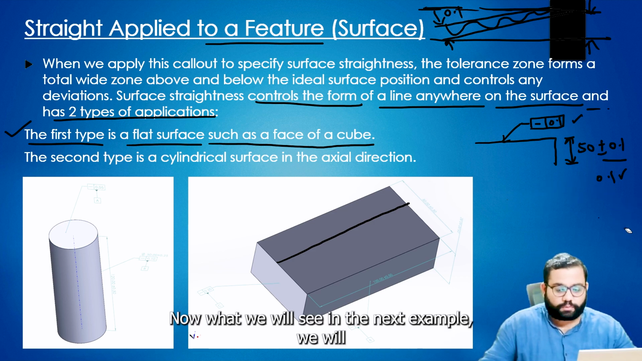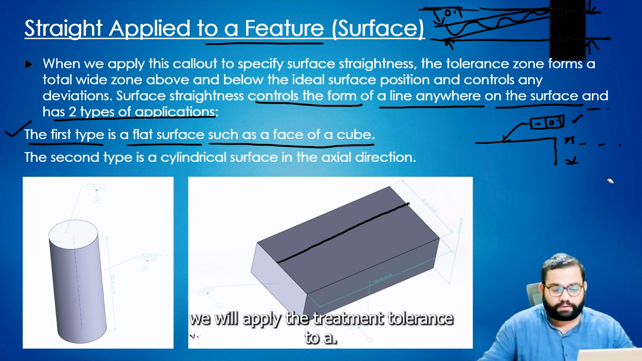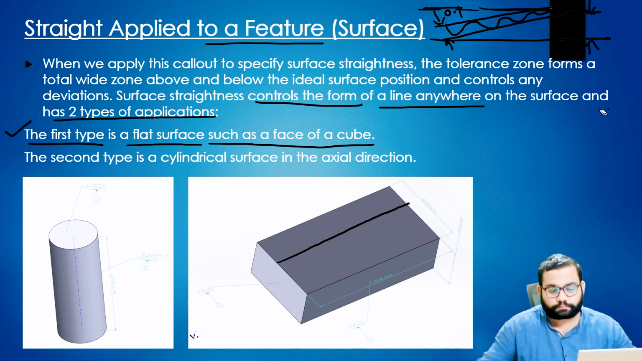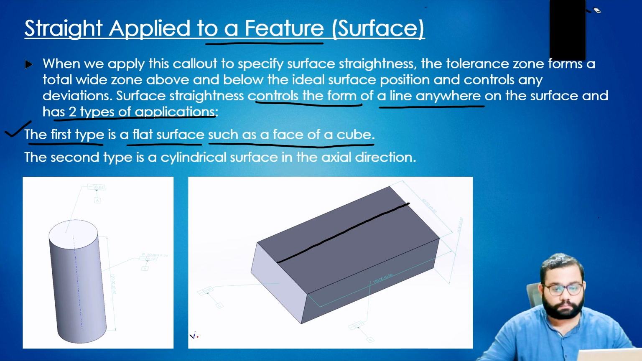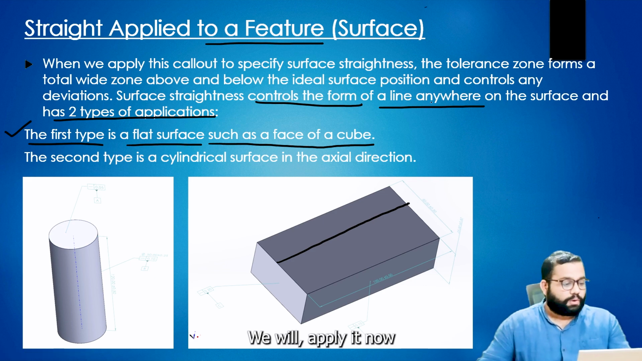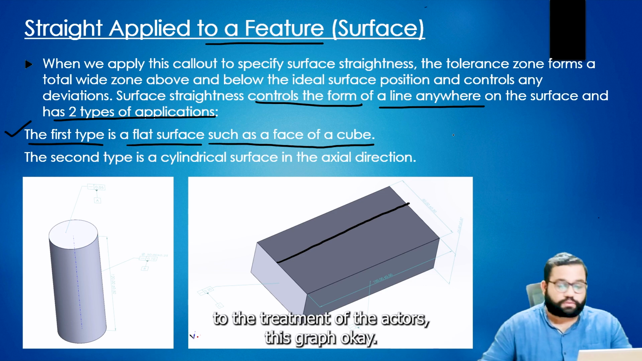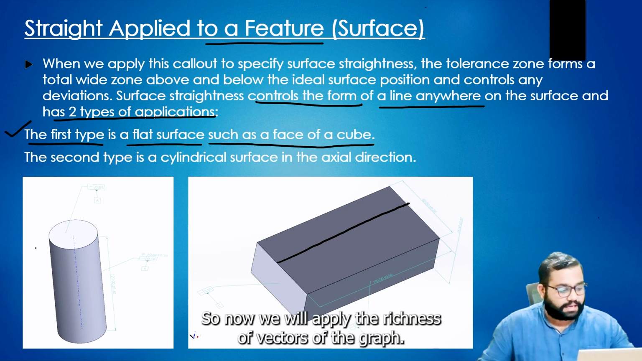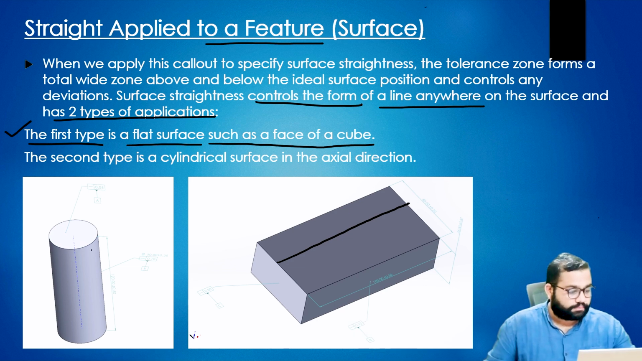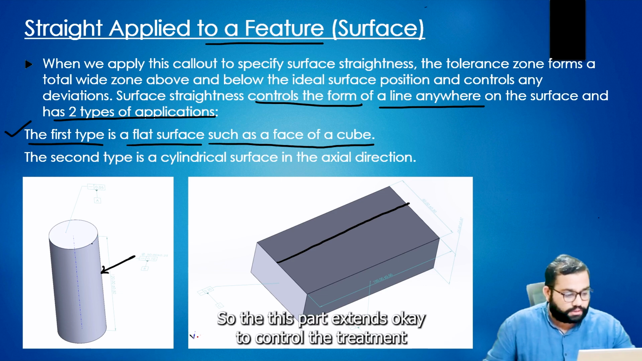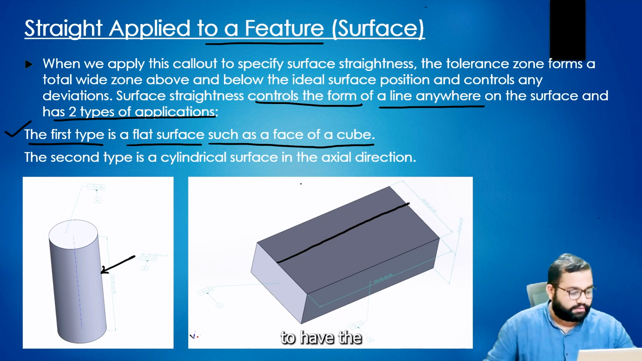Okay. Now what we will see in the next example, we will apply the straightness tolerance to the axis of the shaft. In this case, this is the leader line. It is showing the part axis, to control the straightness.